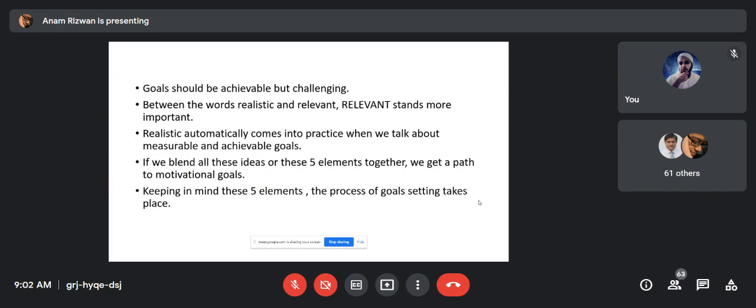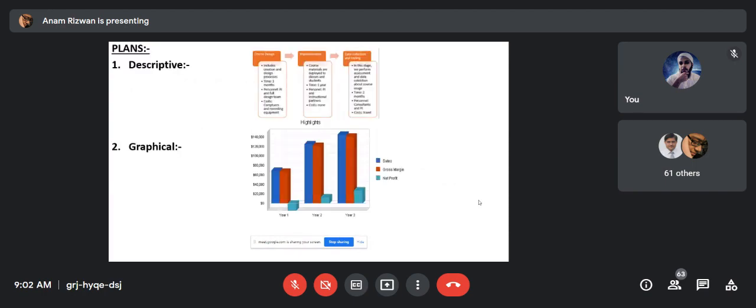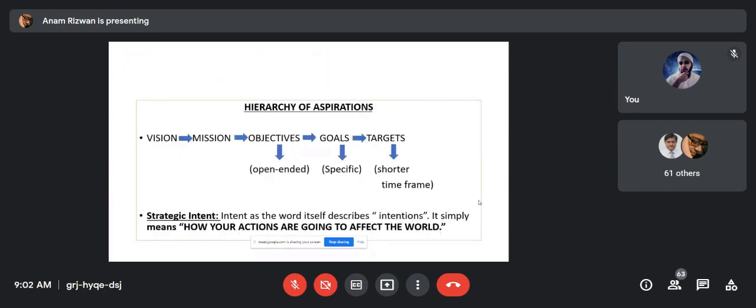If we blend all these five elements together, we get a path to motivational goals. That is, our goals should be in such a way that they keep us motivated and push us to achieve those goals. Keeping in mind these five elements, the process of goal setting takes place. Now, we already discussed what elements are important when we are setting our goals, but what is that path that is leading towards those goals?